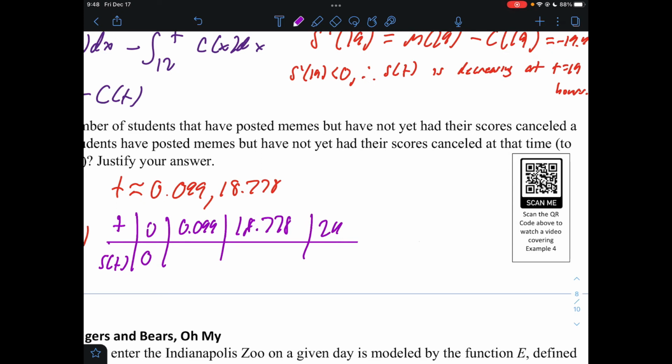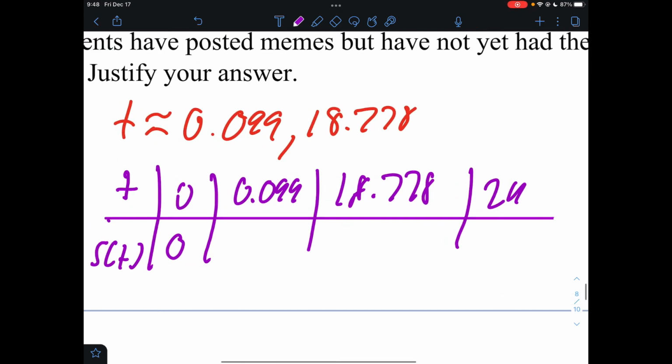For S of 0.099, C doesn't exist yet. So all we're doing for this one is the integral from 0 to 0.099 of m of x dx. All right, you can do that on your home screen. Just type in integral from 0 to 0.099 of m of x dx, and you should get 0.148. Probably not going to be our maximum.